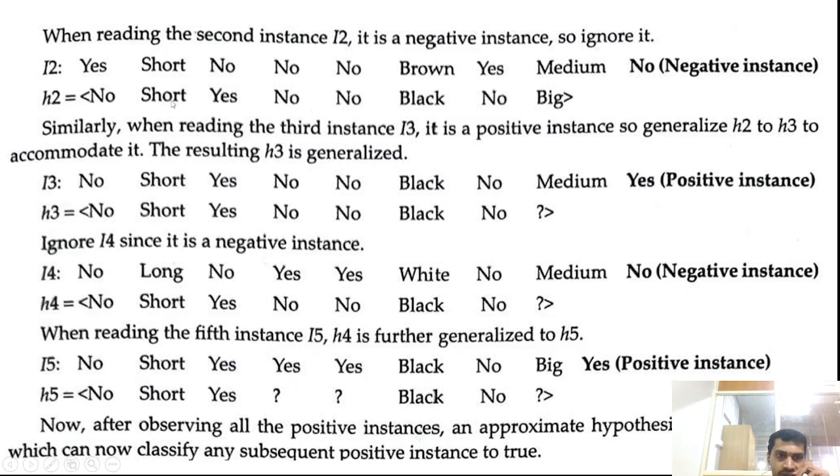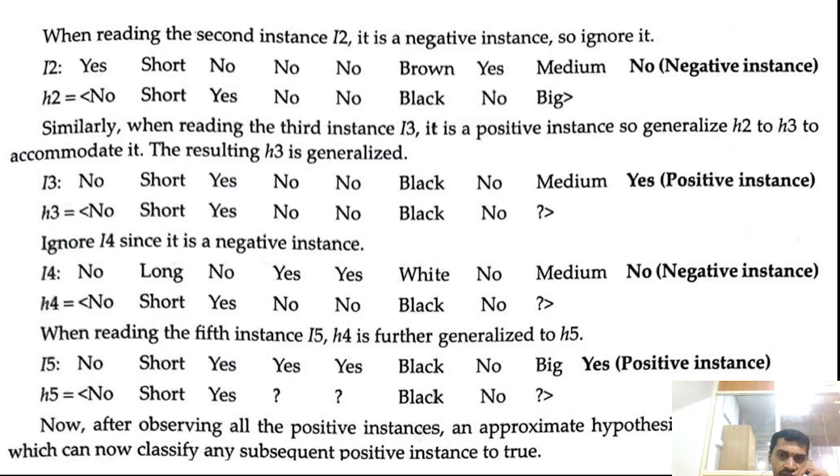No no right, yes yes, short short right, yes yes right, no no right, no no right, black black right, no no right. Now medium and big are also elephant, medium also elephant. So now I have two different attributes which classify the same positive instances.